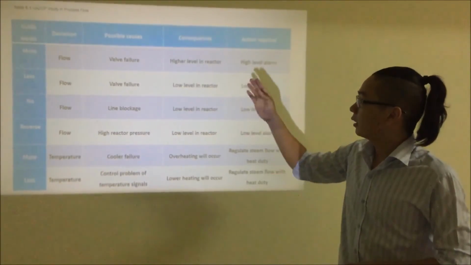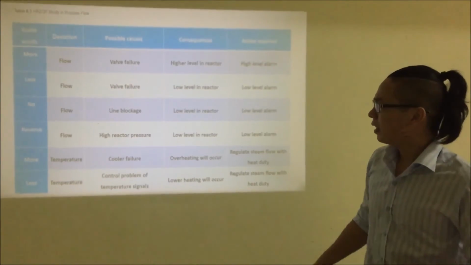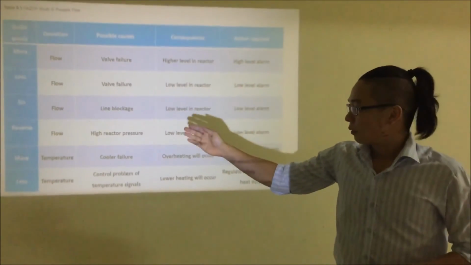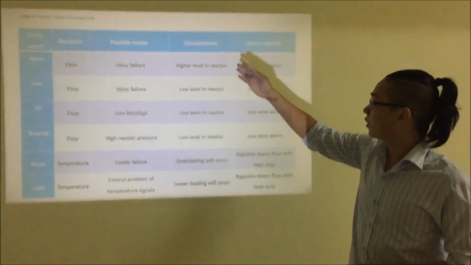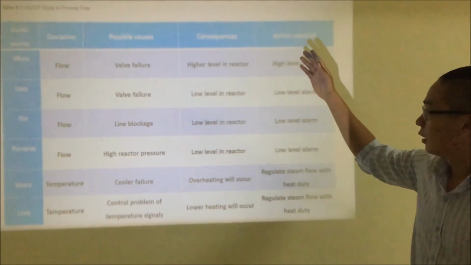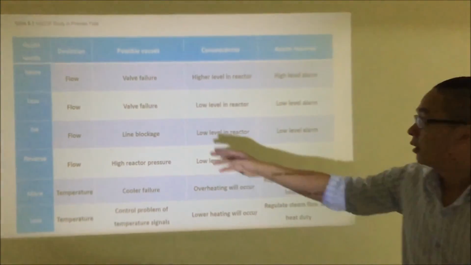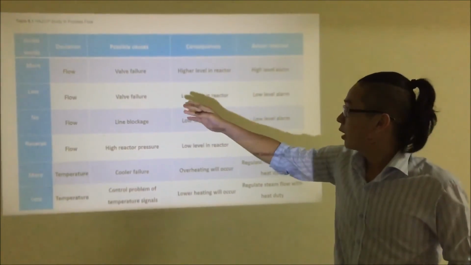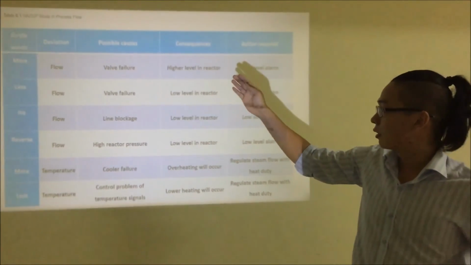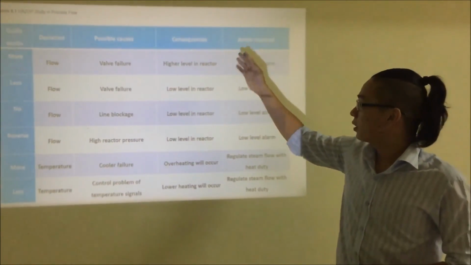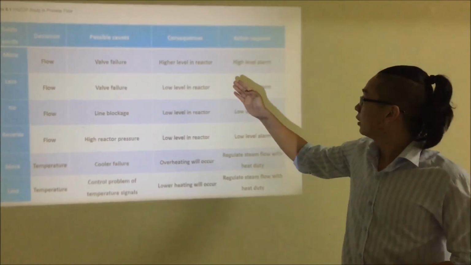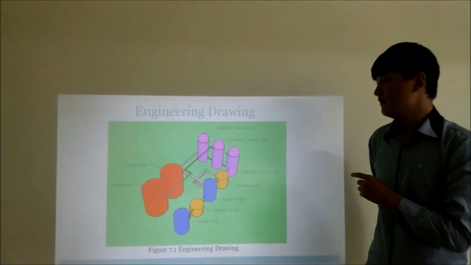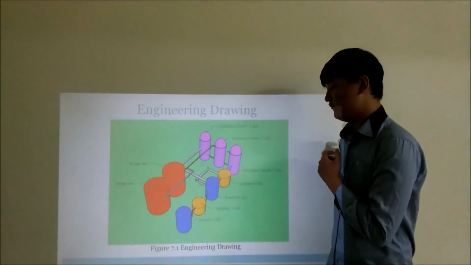Lastly is the hazard study in process flow. The guidewords are more, less, no, reverse. These are the possible causes and consequences of the process plant. Take an example. For the first one, more, and the deviation is flow. The possible cause is the failure of the valve, and the consequence is high level in the reactor. So the action required to be taken is a high level alarm. This is the engineering drawing of the plant.